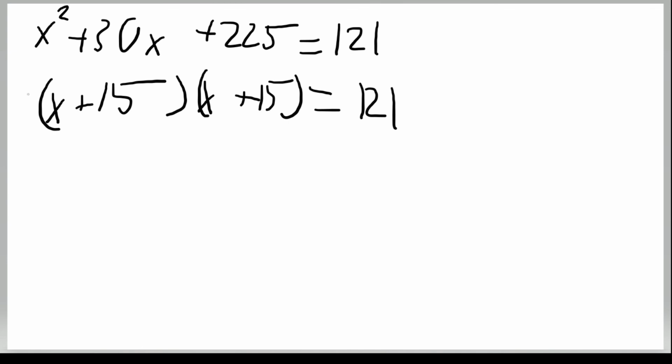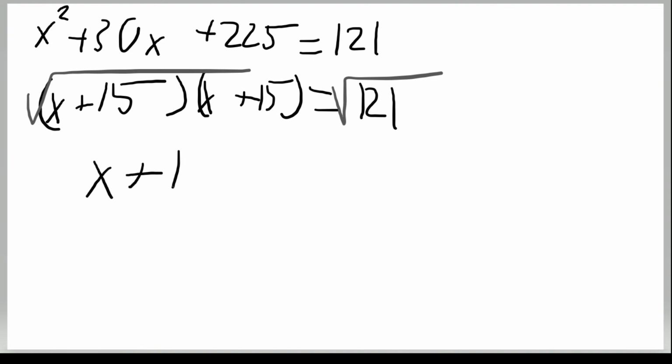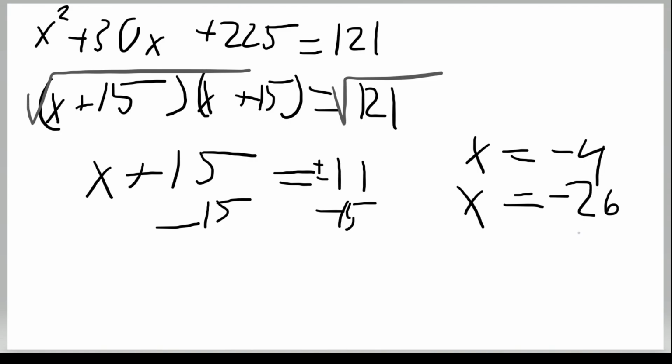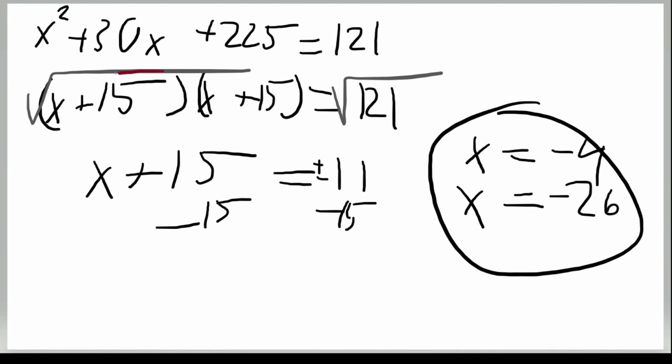Now, we just need to take the square roots of this and square roots of that. We get x plus 15 equals plus or minus 11. So, minus 15 minus 15. 11 minus 15 is going to be x equals negative 4. And negative 11 plus negative 15 is going to be x equals negative 26. So, these are your two answers for factoring and then taking the square roots.